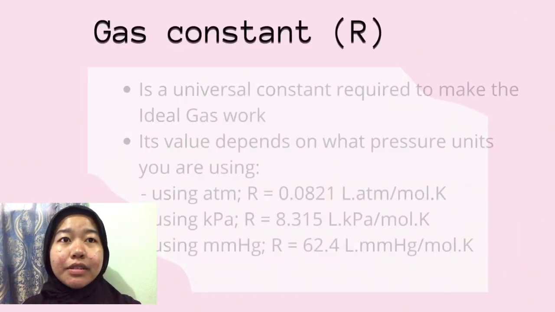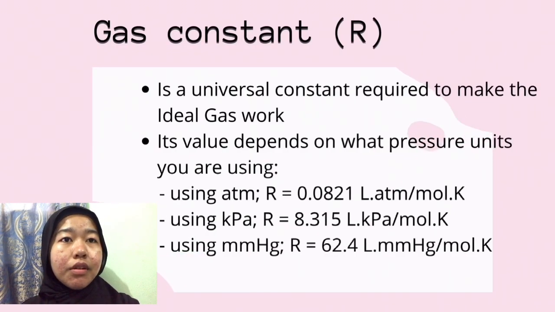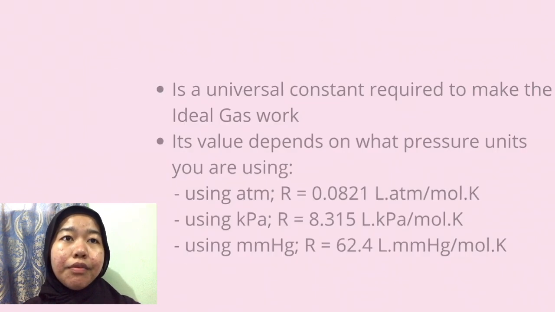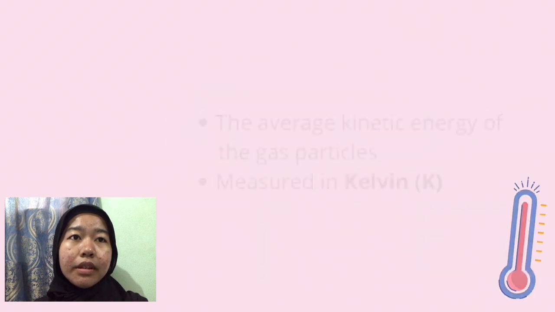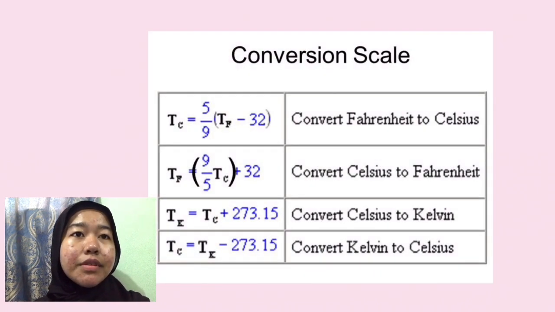Next is the gas constant R. It is a universal constant required to make the ideal gas law work. Its value depends on what units of pressure you are using. If you are using atm, R is equal to 0.0821. If you are using kilopascals, R is equal to 8.315. If you are using millimeters of mercury, R is 62.4. Temperature is the average kinetic energy of particles. In gas laws, temperature is always measured in Kelvin, and these are the temperature conversion scales.